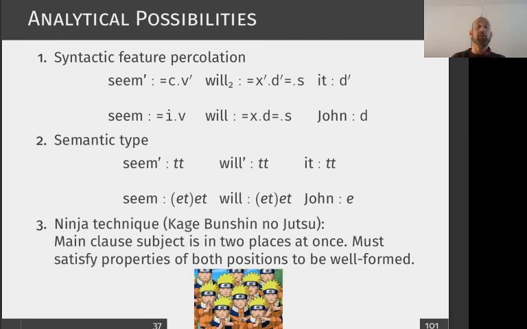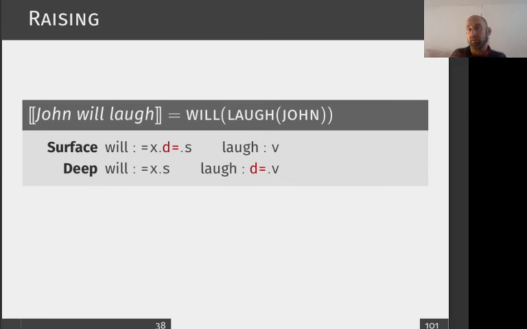Okay, but there's a third possibility, which is the one we're going to pursue, and that's the ninja technique of Kagebunshin no Jutsu. And that's the shadow clone technique. And that is that the main clause subject is in 2 places at once, right? And you have to satisfy properties of both positions to be well formed. Okay? Whoa. I mean, I say whoa, even though you guys know what I'm talking about. So what does John will laugh mean? Well, it basically means that it will be the case that John laughs, right?